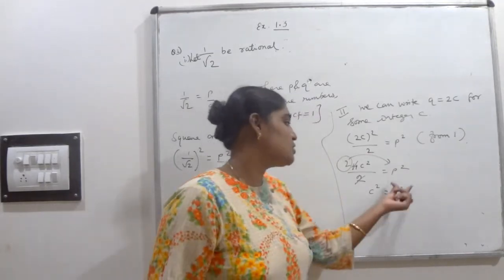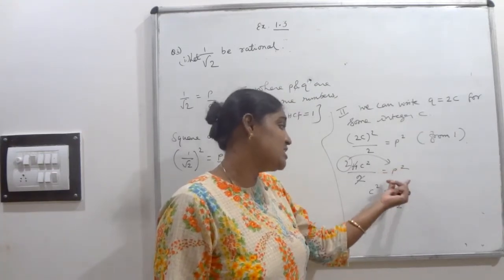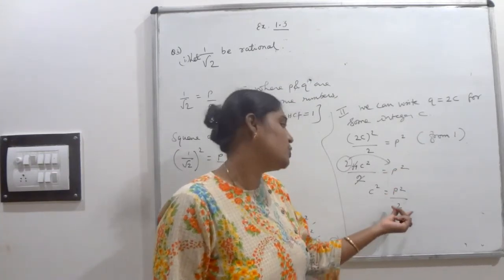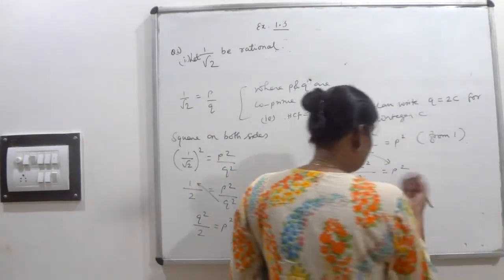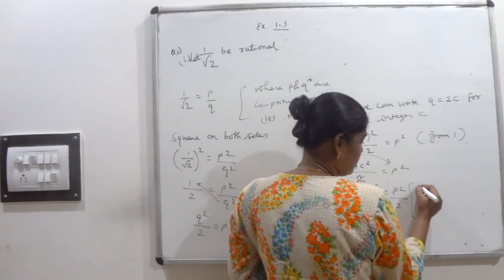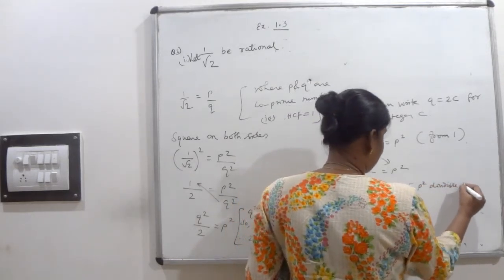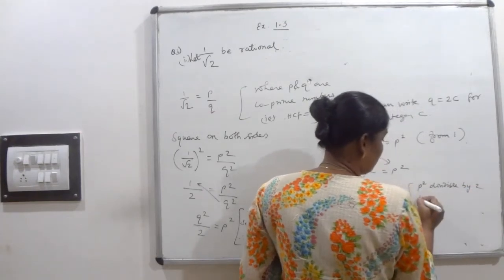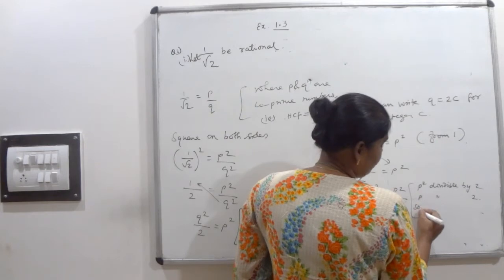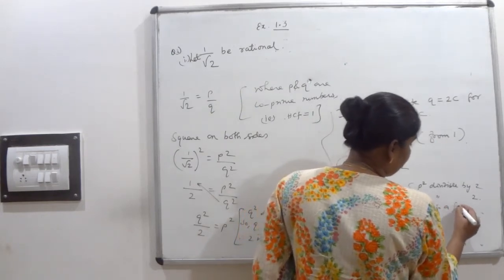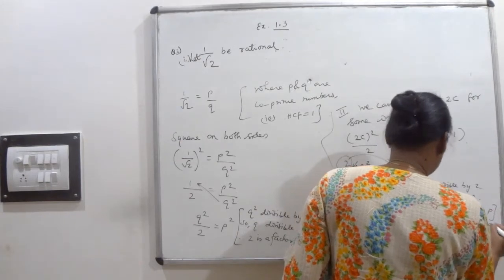So here P square is divisible by 2. Therefore I can tell that P is also divisible by 2. So 2 is a factor of P, as it is written in the first equation. The same way I am going to write it here also. P square is divisible by 2, so P is also divisible by 2. So we can tell that 2 is a factor of P also, that is equation number 2.